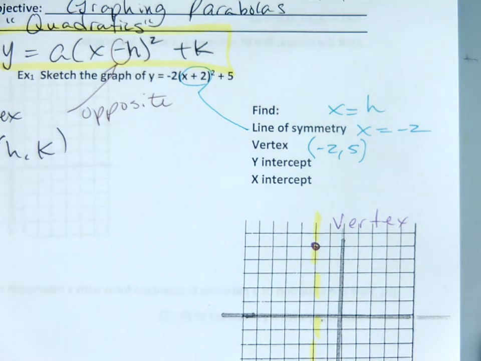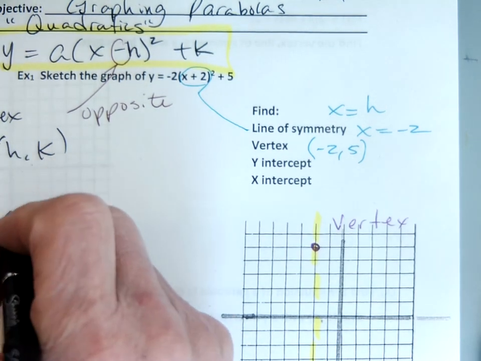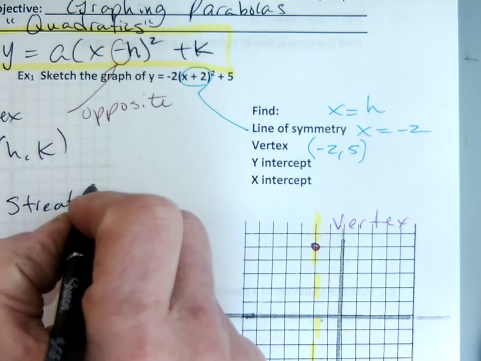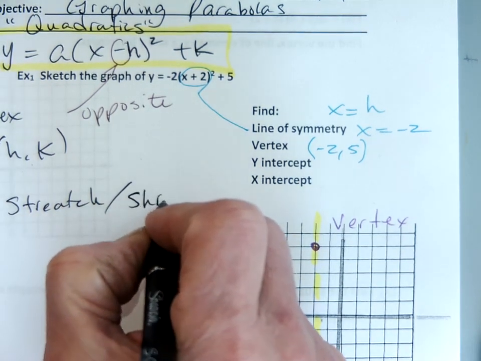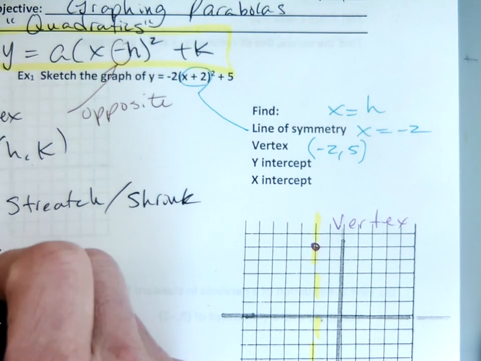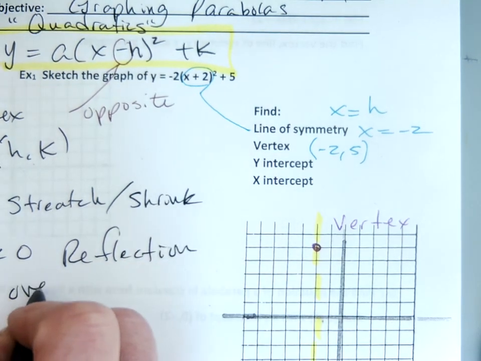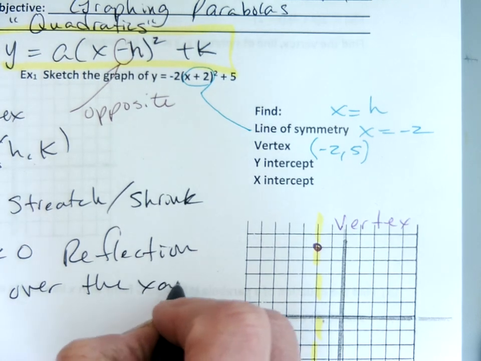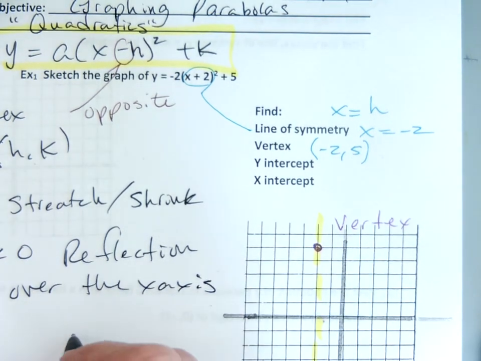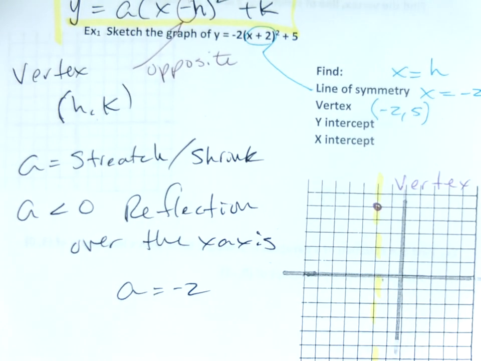Now the a value tells me a lot of things. It tells me whether it's a stretch or a shrink. It also tells me in this case whether there's a reflection. If a is less than 0, then it has to be a reflection over the x-axis, which is what we have, right? We have in this case a equal to negative 2. And I will slow down for you, Lexi, and let you catch up, okay? So I know it's a frowny face. I'll just call it a frowny face. It's so mathematical. I know it's going to be upside down.